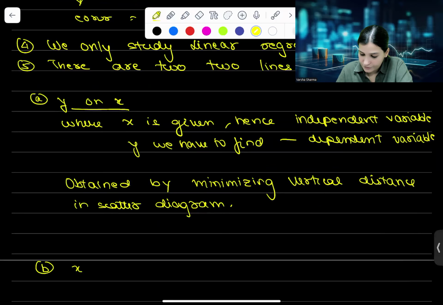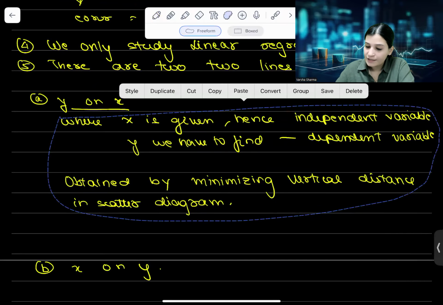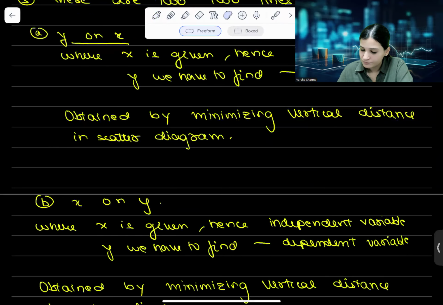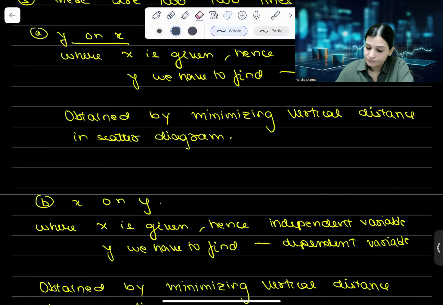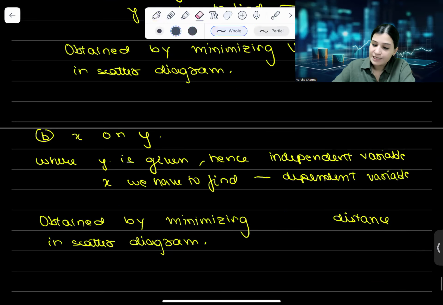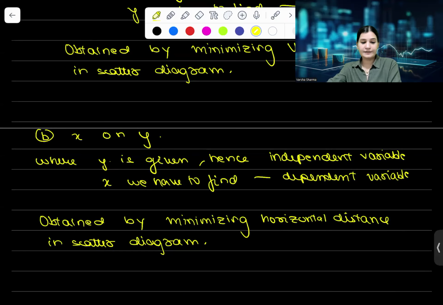Second is x on y. In this case, which one will be the independent variable? Y is independent. Y will be given, so independent. X we have to find, so dependent. And this will be obtained by minimizing the horizontal distances in the scatter diagram.